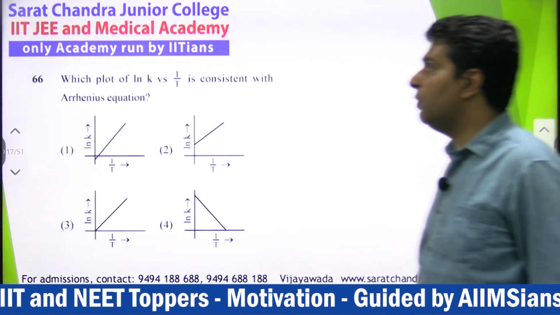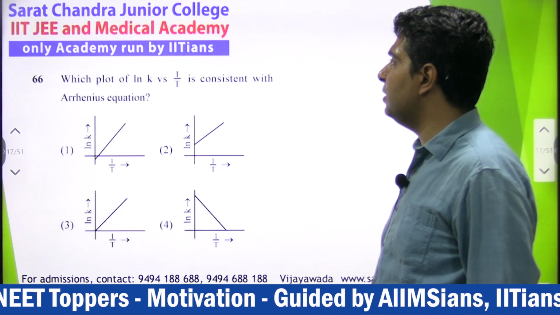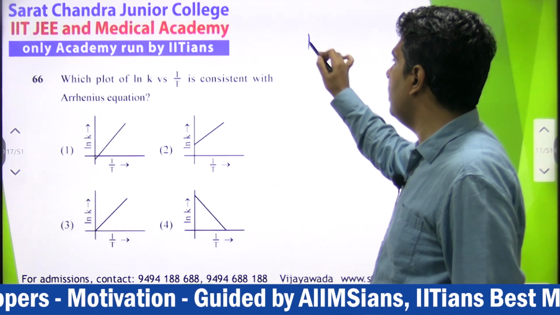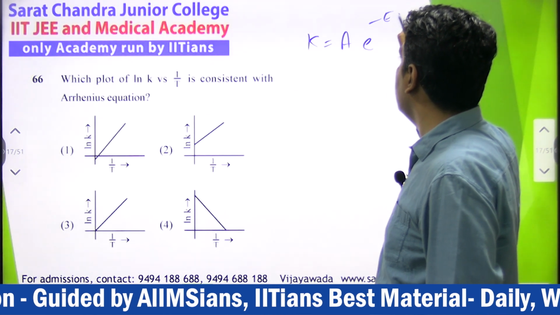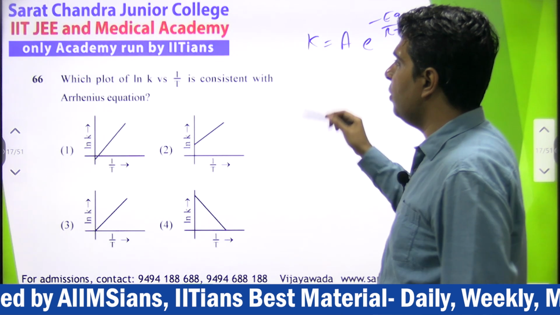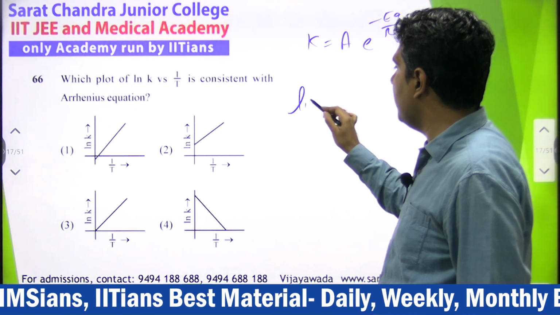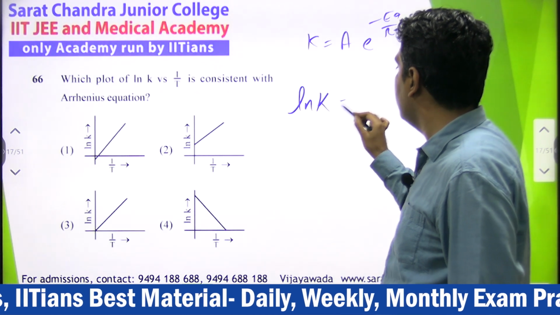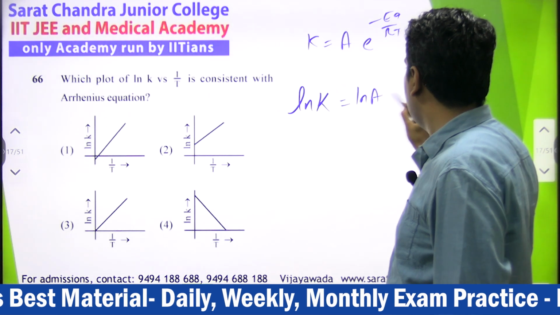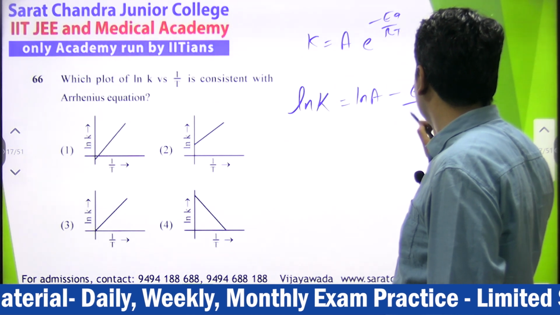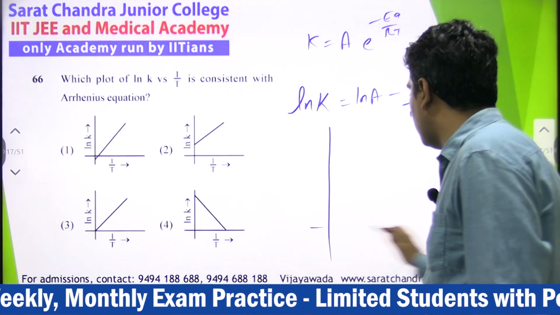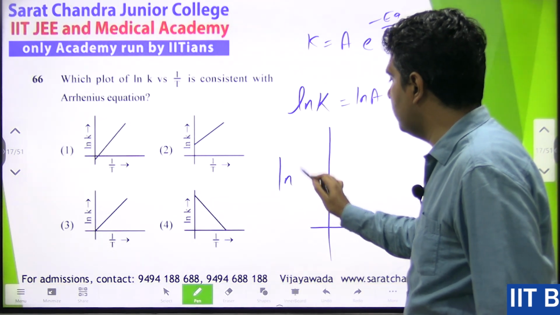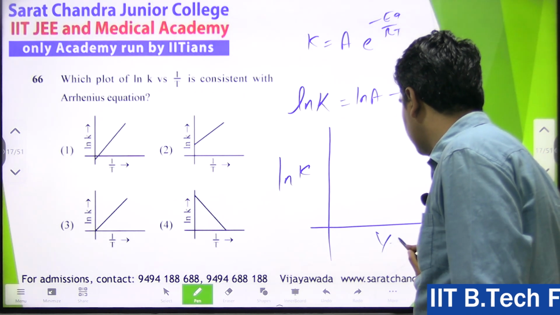Next question: which plot of ln k versus 1/T is consistent with the Arrhenius equation? The Arrhenius equation is k = A e^(-Ea/RT), where A is the Arrhenius constant. Now I am taking log to the base e, so ln k will be ln A minus Ea/RT. Now we are plotting ln k versus 1/T.